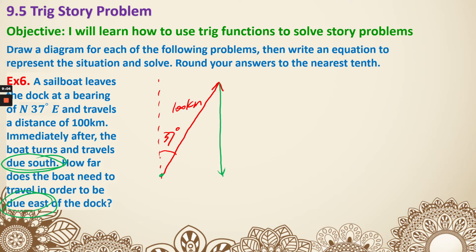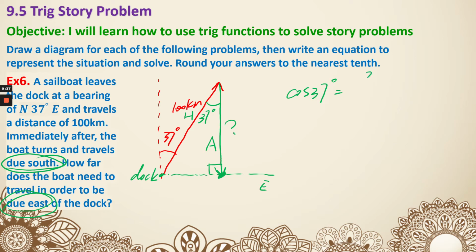So dock is right here, that's our dock. Due east means it's directly to the east of the dock. So this is the east side, and that is going to form a right triangle with the line that the boat is traveling when it's due south. And it's asking how far it needs to travel to be exactly due east of the dock, to reach that point. And if that's 37 degrees, then this would have to be 37 degrees, and that's the adjacent, and that's the hypotenuse. So we use cosine.